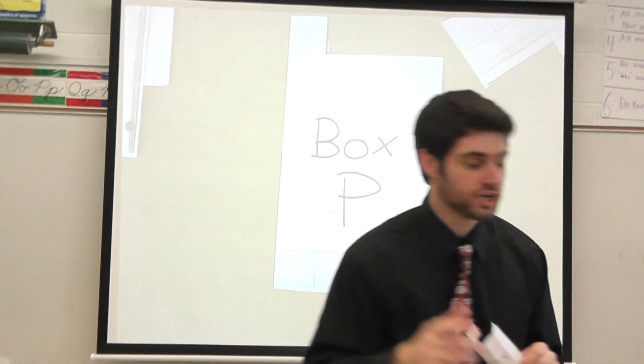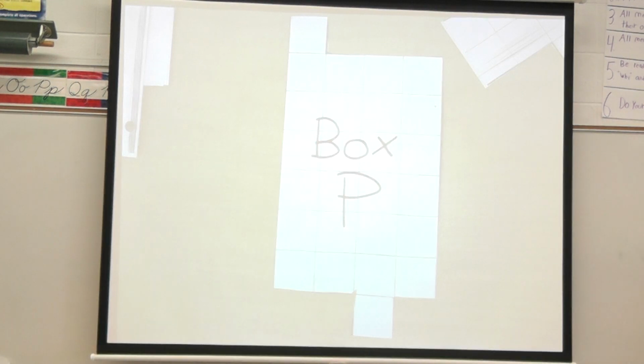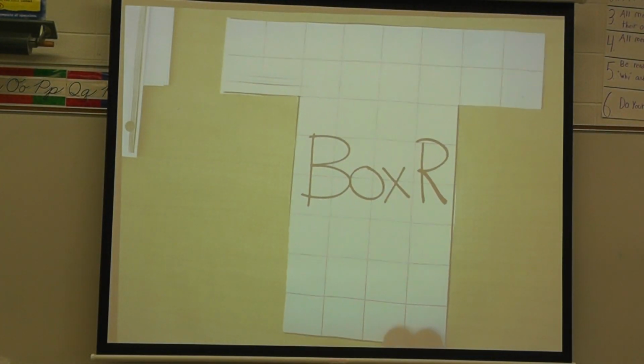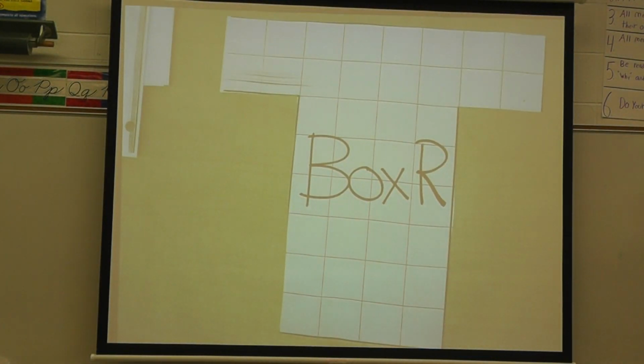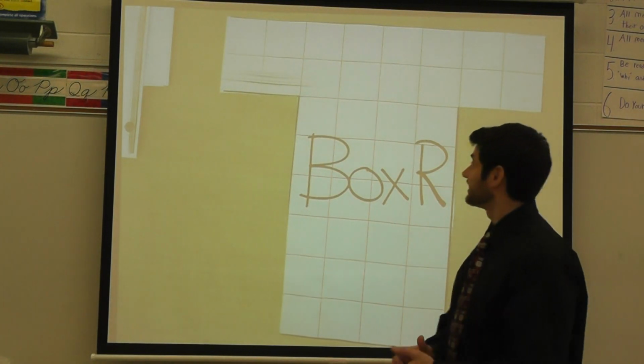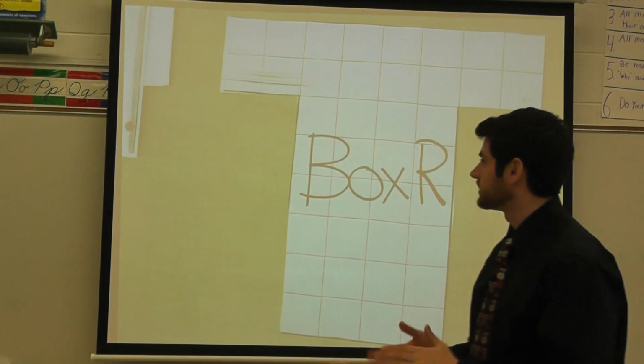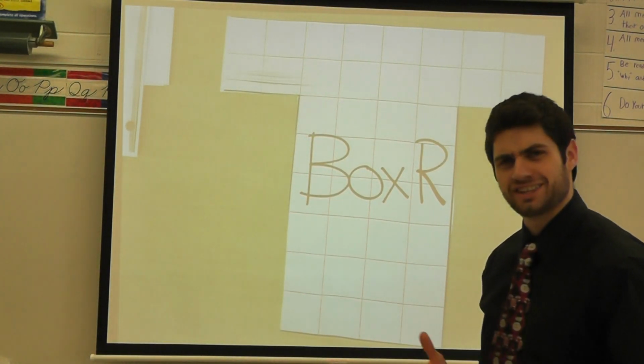Okay, here's what you're going to do. I did box P. We found the surface area and the volume. You are going to do box R. I like that. It looks just like a T. You know, maybe T for Tommy or something like that. Who knows? I like that letter.